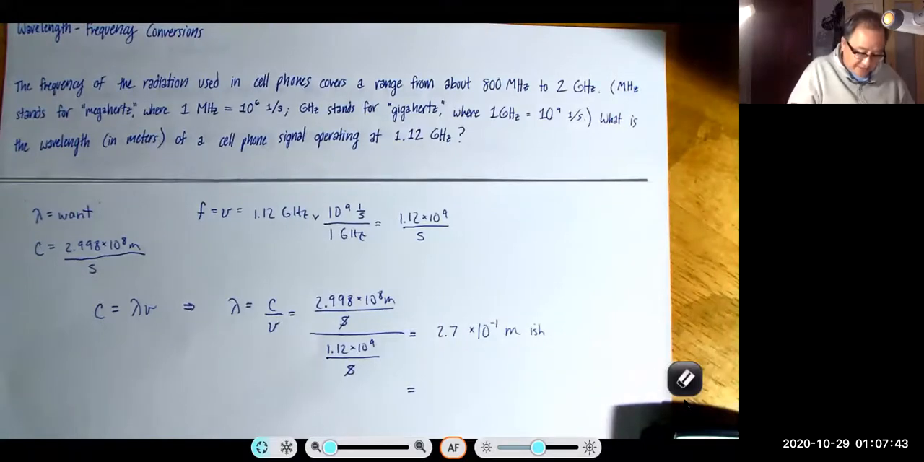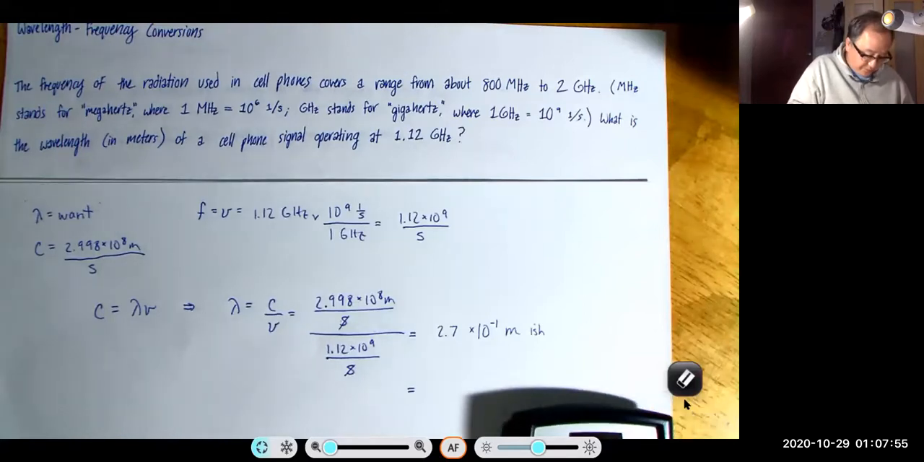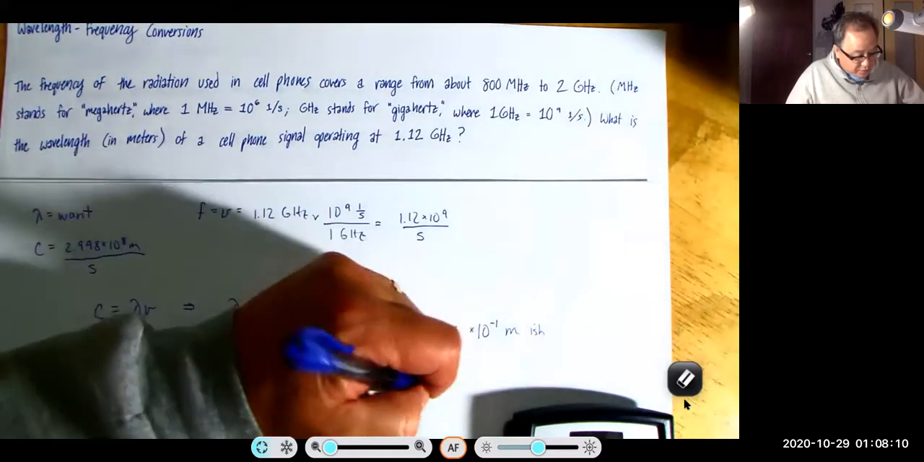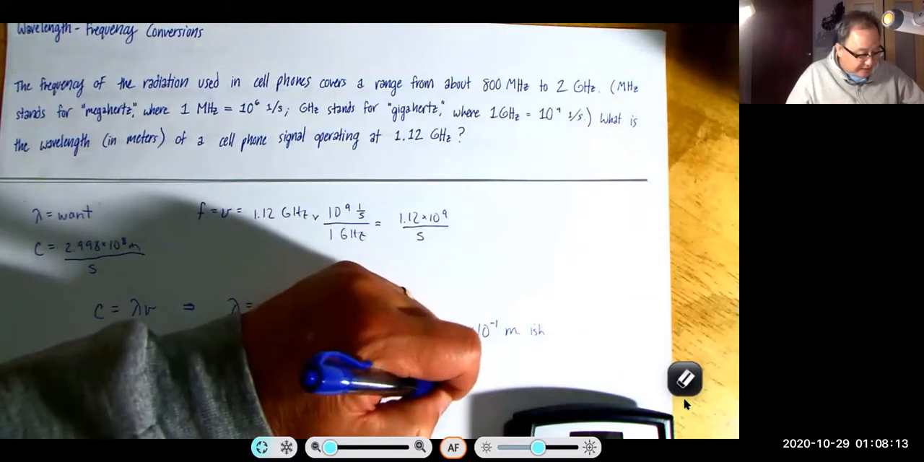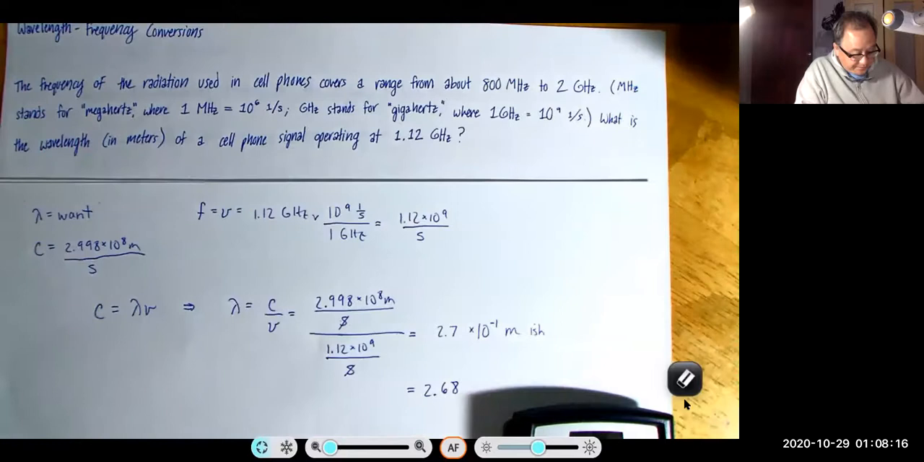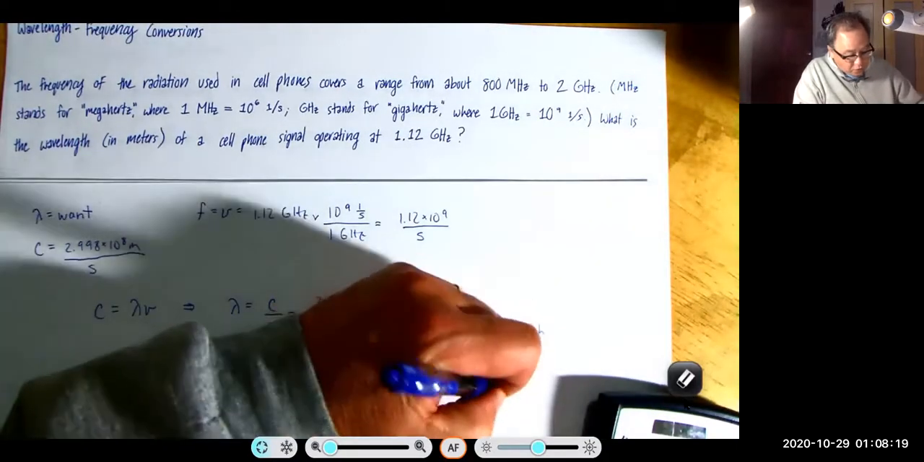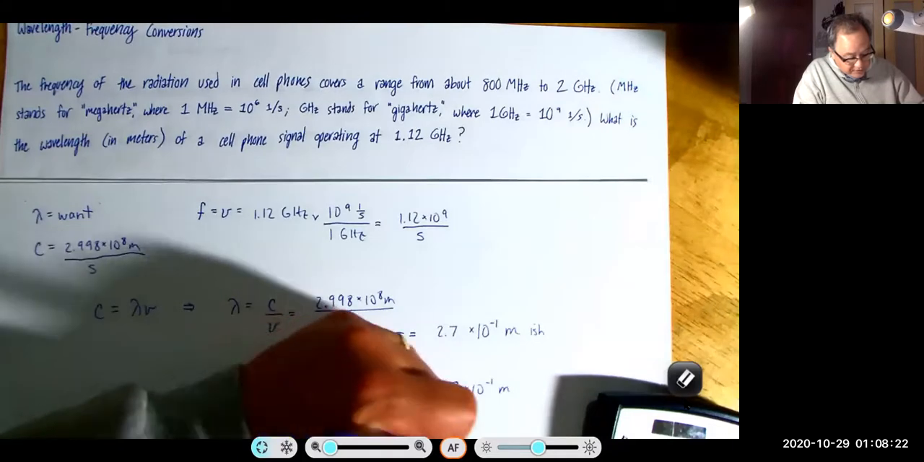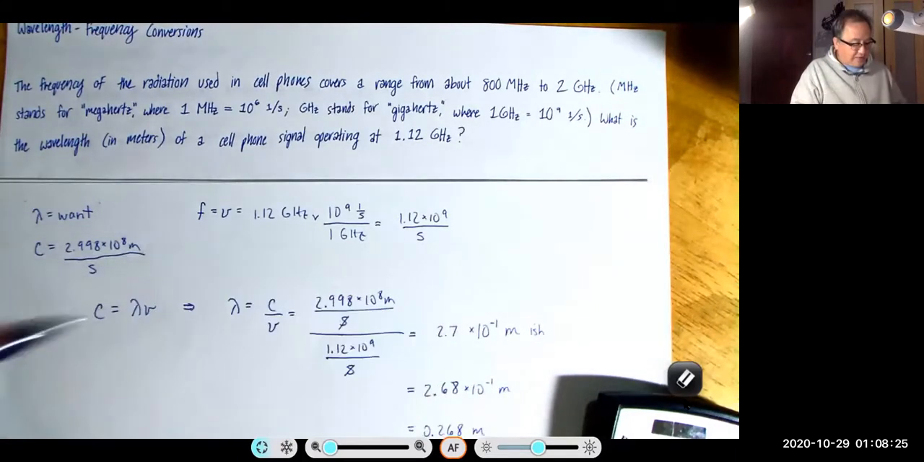And let's find out what the answer is. So 2.998 EE8. And I did not type this incorrectly. I put 2.889. 2.998 EE8 divided by 1.12 EE9. And I get back 2.68, 3 significant figures, times 10 to the minus 1 meters, or 0.268 meters. Either value is correct.